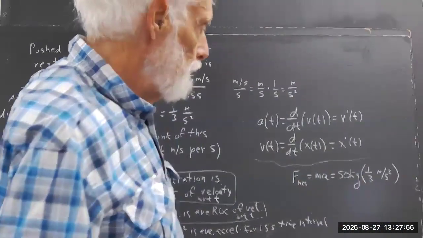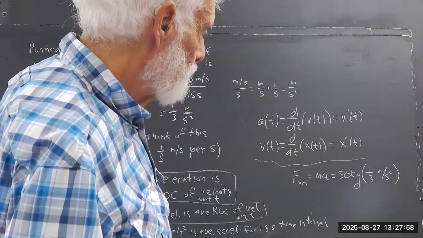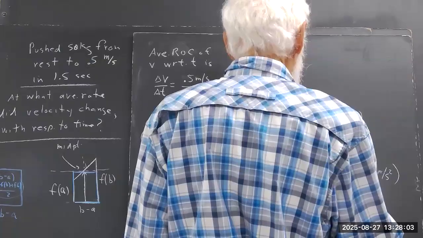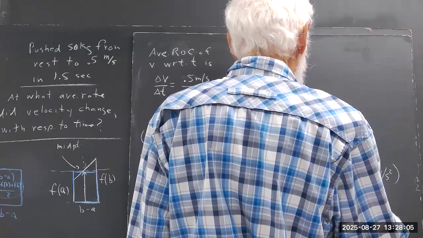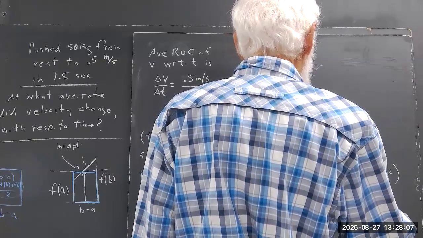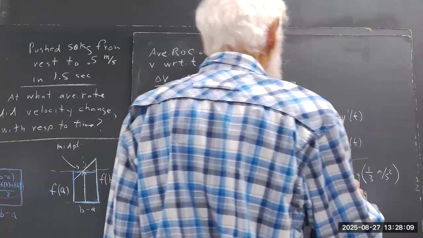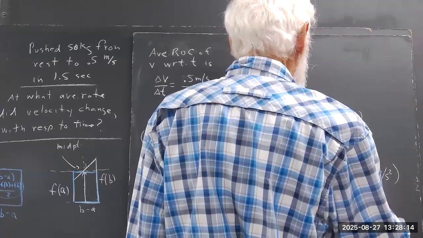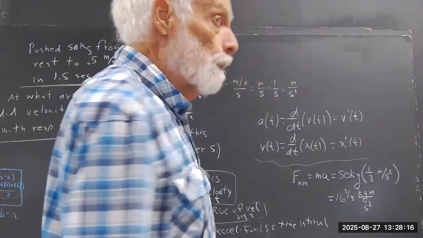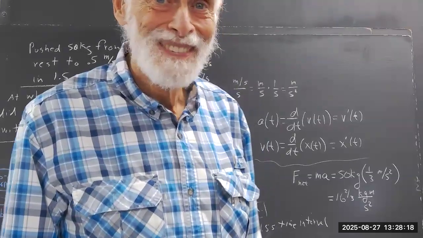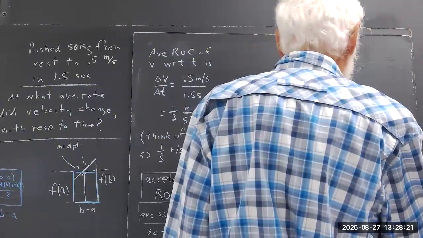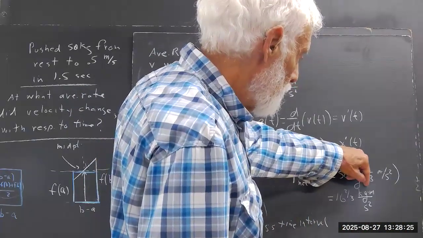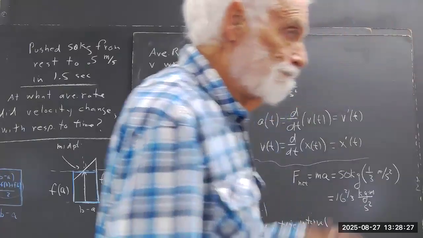So in this case, the net force is 50 kilograms times 1/3 meter per second squared. What unit do we get? We multiply a kilogram by a meter per second squared. We get a kilogram meter per second squared. Maybe a little dot between kilogram and meter.